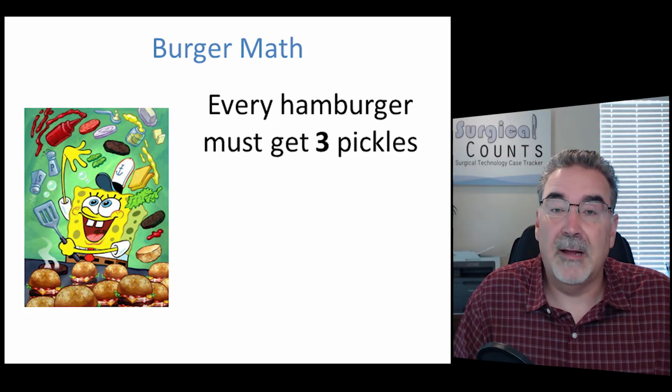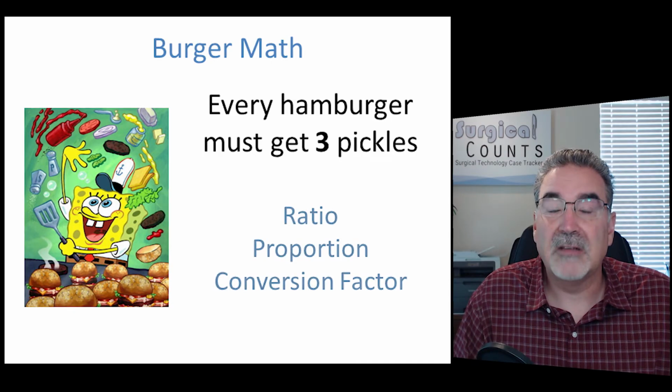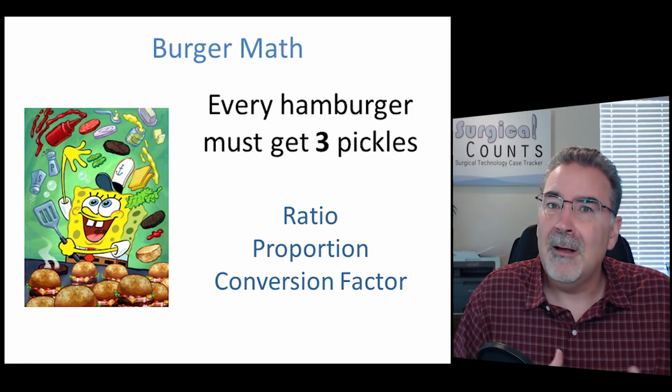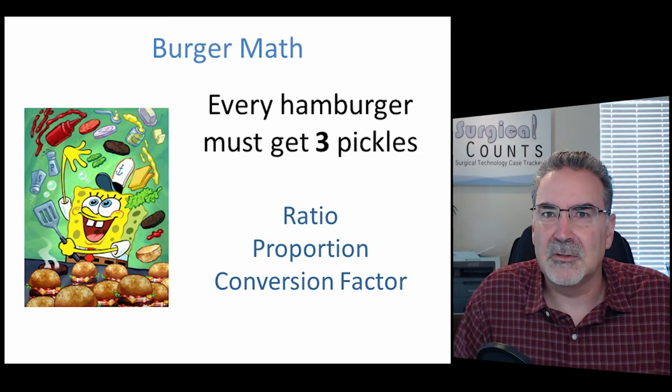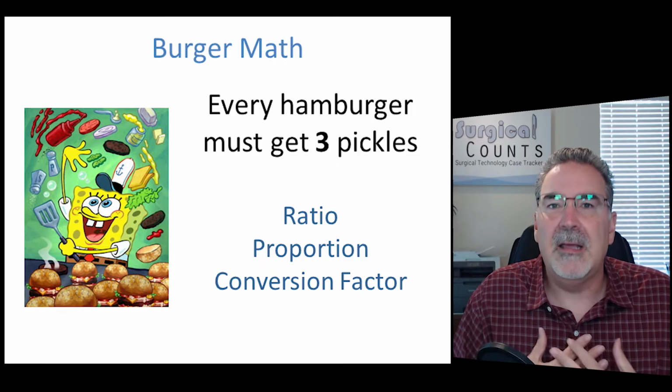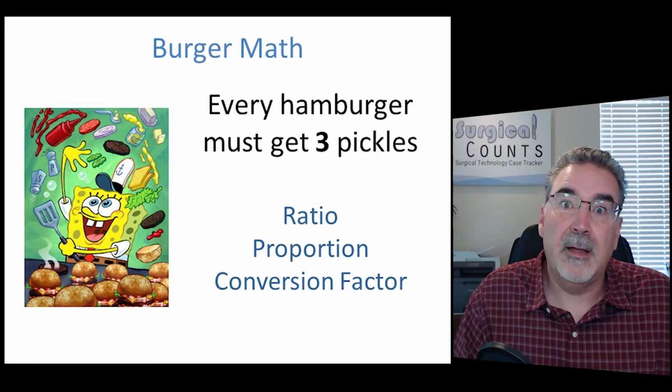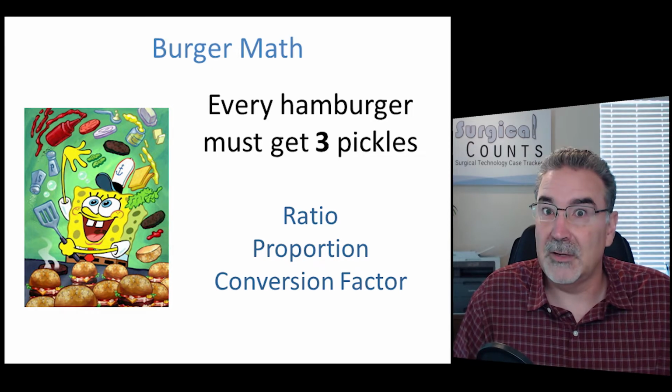Now, this phrase, every hamburger gets 3 pickles, is known as a ratio. It could also be called a proportion. It could also be called a conversion factor. They all basically mean the same thing. Some books sort of break them up a little bit, but in Burger Math, we're going to call them all the same thing. It's just a way of relating one thing, hamburgers, to another thing, pickles.